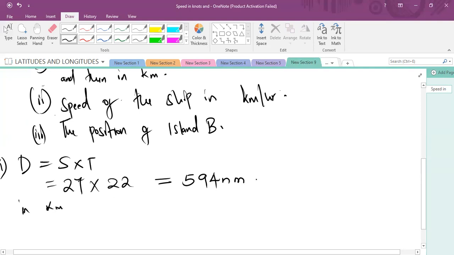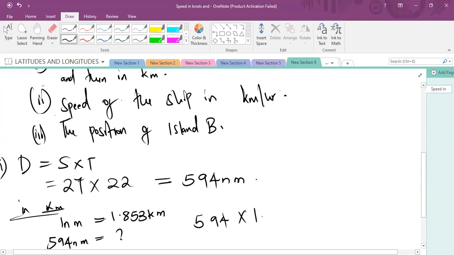Now the distance in kilometers. So in kilometers, we know from our previous work that 1 nautical mile is equal to 1.853 kilometers. So if we have 594 nautical miles, then what will this be in kilometers? So you just cross multiply. That will be 594 times 1.853. And that will give us a distance of 1100.682 kilometers.